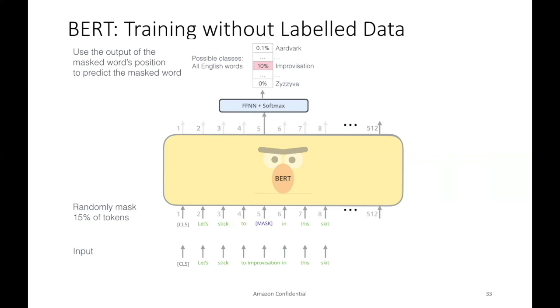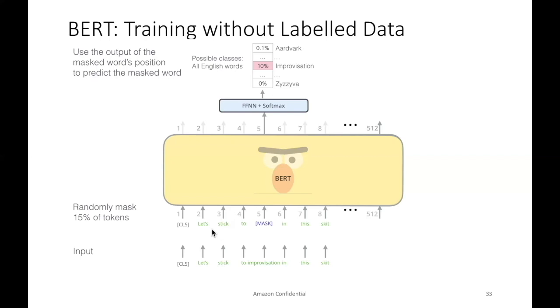There is a secondary reason for the success of BERT, which is that BERT trains without any labeled data. Basically, you can train BERT on just plain text corpora without any labels. How does it do that? BERT basically takes the task of predicting masked words. So you will take a sentence, for example, let's stick to improvisation in this kit. You take this sentence, and what you do is you mask one or two words from this sentence.